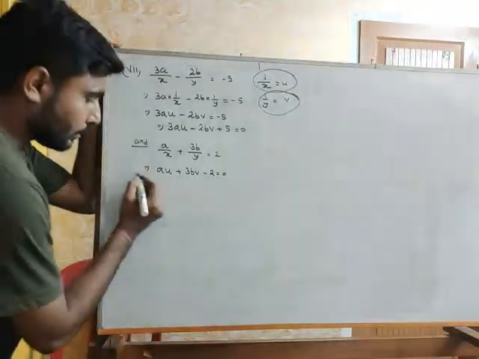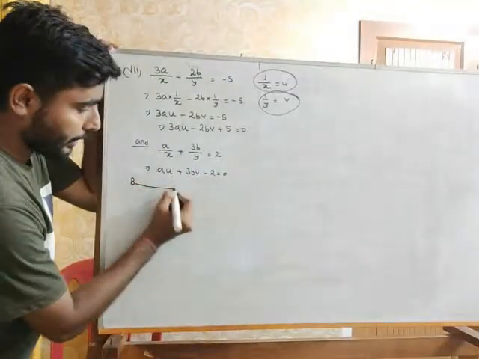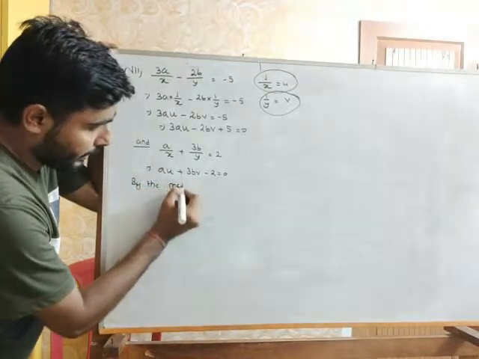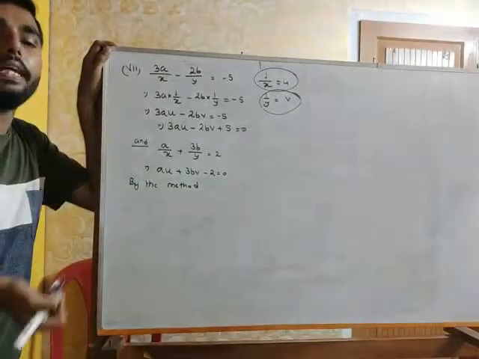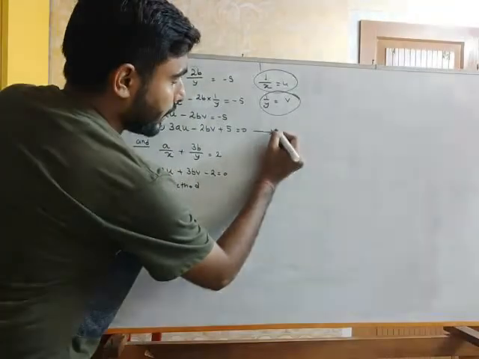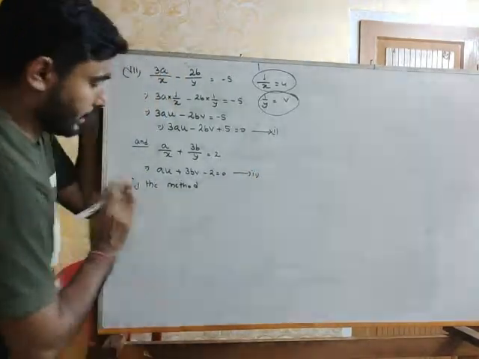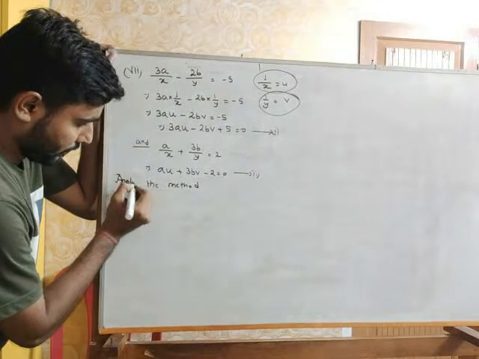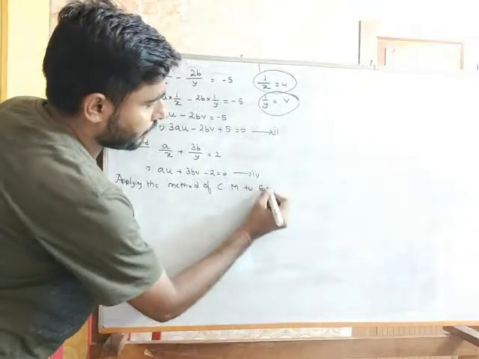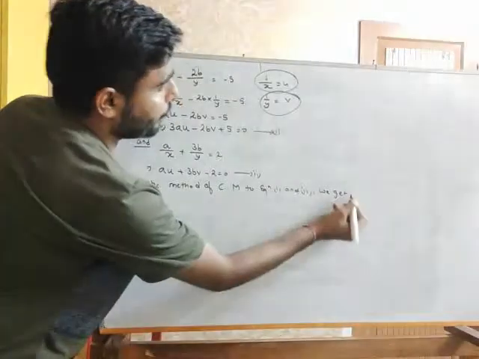Okay, so what will we do now? We have to write: by the method of cross multiplication. Or you can write: applying the method of cross multiplication to equation number 1 and 2. You can take this one as equation number 1 and this one as equation number 2. Applying the method of cross multiplication to equations 1 and 2, we get, what do we get?